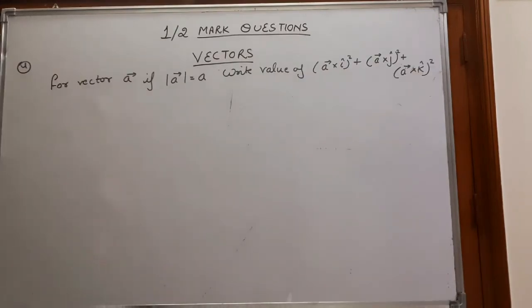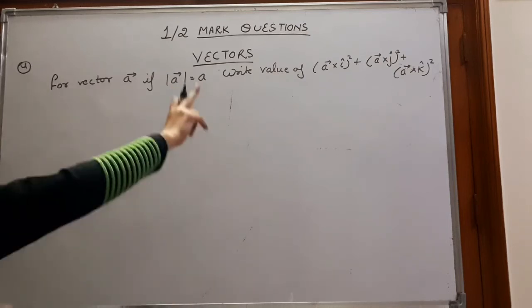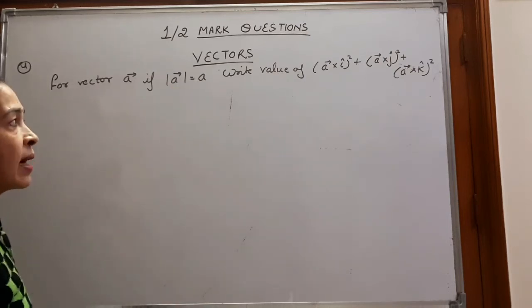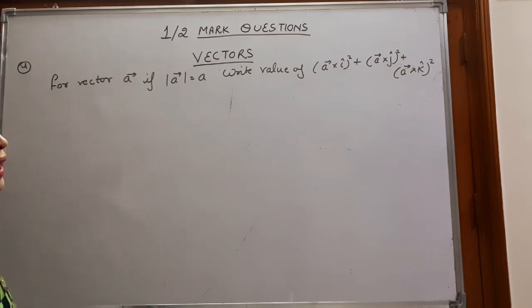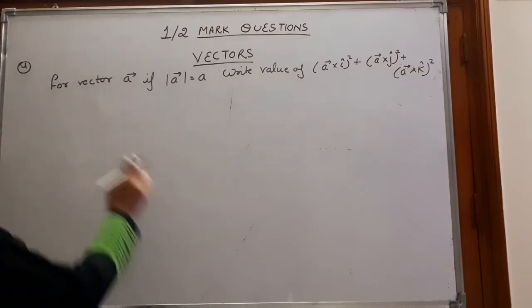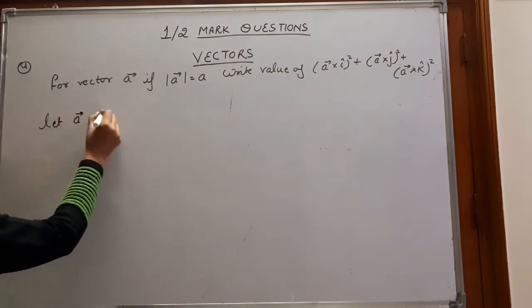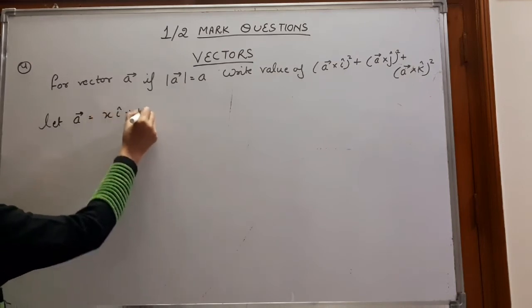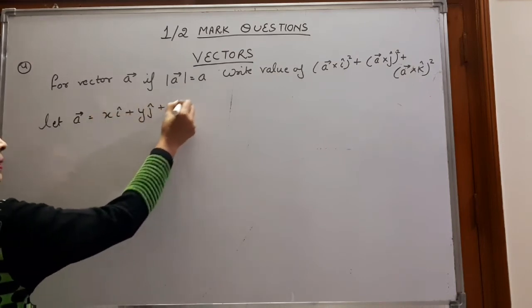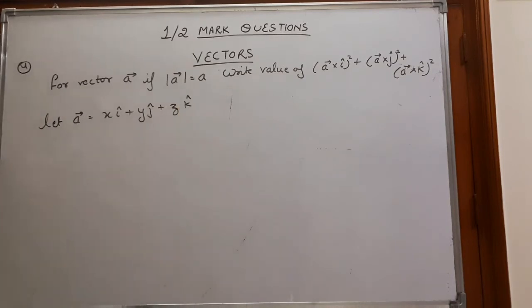This is a slightly long but very important question. For vector A, if the magnitude of vector A is given as a, we have to find the value of (vector A cross i cap) whole square plus (vector A cross j cap) whole square plus (vector A cross k cap) whole square. Let vector A be x i cap plus y j cap plus z k cap.